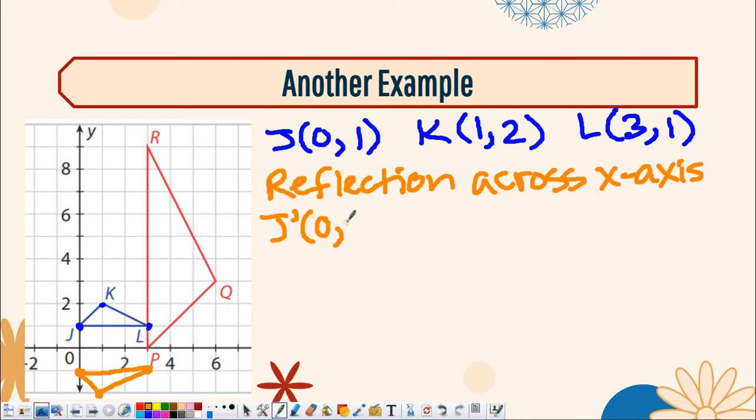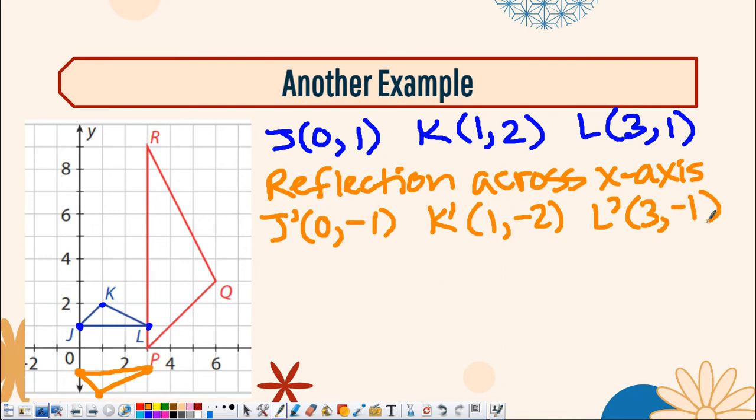So it'd be 0, -1. Then for K prime, 1, -2. And then for L, it would be 3, -1. Pretty easy. You can see that the x stayed the same, but the y was transformed by putting the opposite sign.